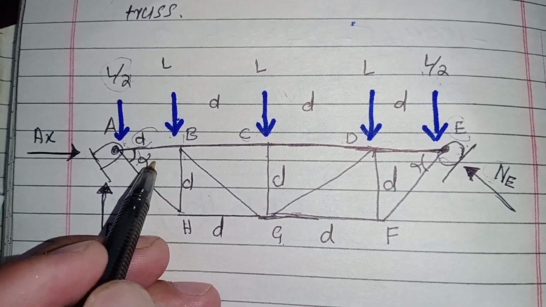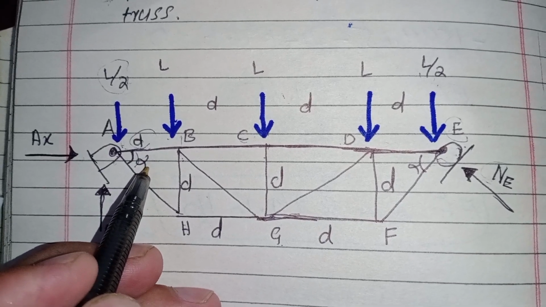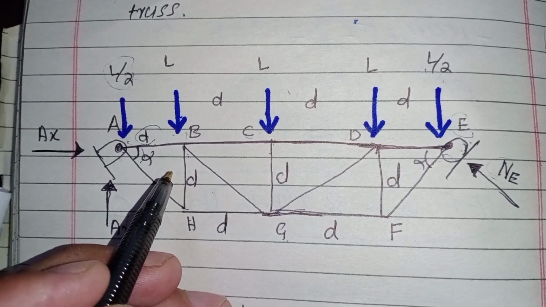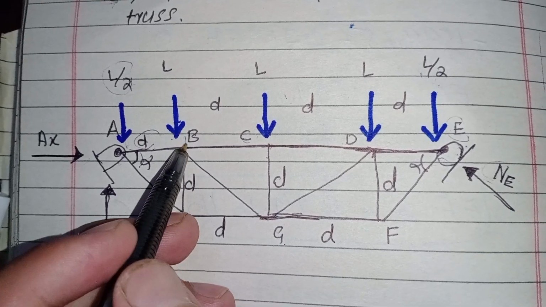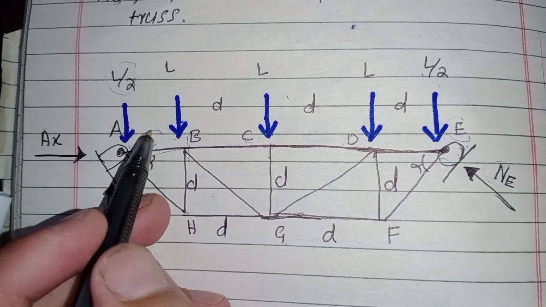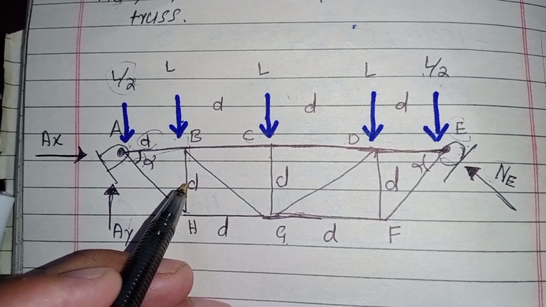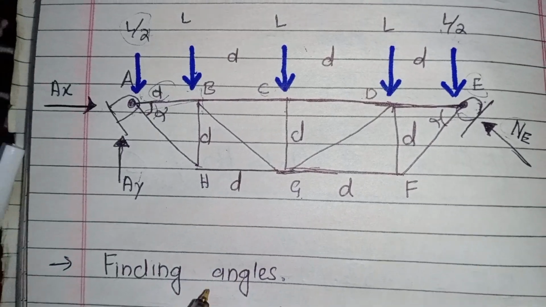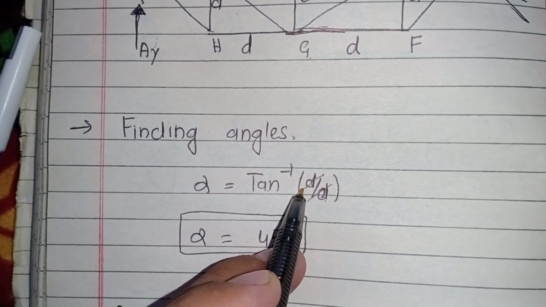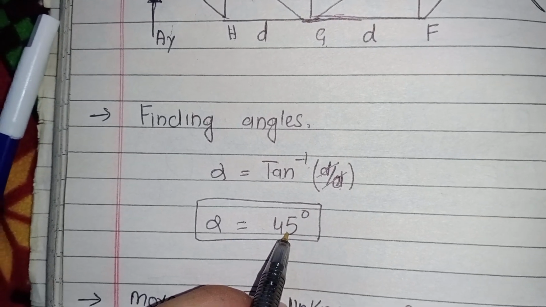The angle we have to find is this angle alpha. So how do you find this angle? We know that tangent theta equals opposite side, which is D, over adjacent side, which is D. D divided by D is equal to 1. So theta equals tangent inverse of 1, which is 45 degrees.